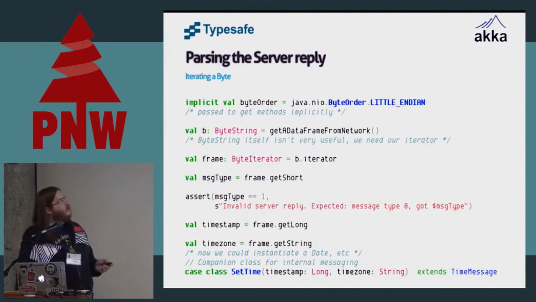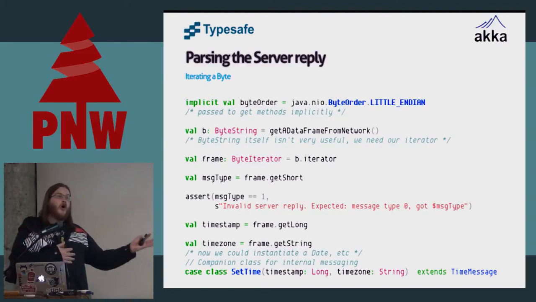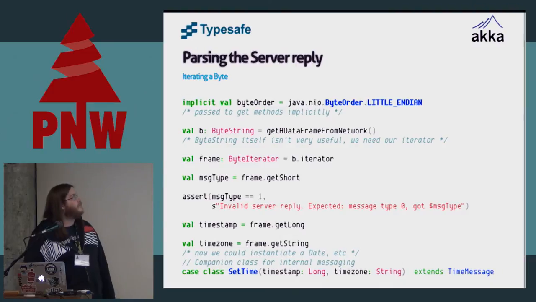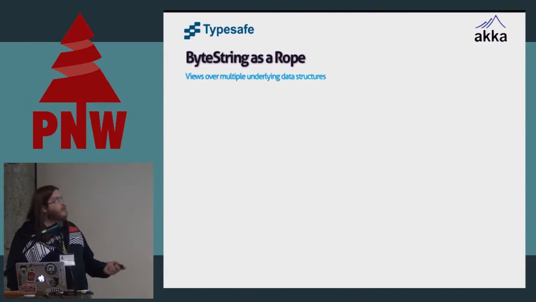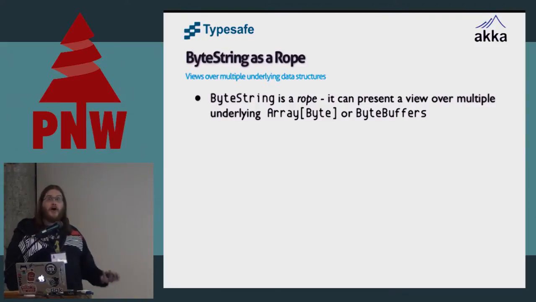Now, parsing the server reply, we get our data frame from the network, which is represented as a ByteString. We ask for the iterator, and then we can say getShort, which implicitly pulls in the byte order. We getLong for the timestamp, and we getString for the time zone. And then we have a companion class that goes with this. So we're decoding things much easier, and in sort of a functional manner where it just fits in with what we're doing. Our window keeps sliding over this information. Now, keep in mind as well, a ByteString is actually a rope. It can present a view over multiple underlying arrays of bytes or byte buffers.